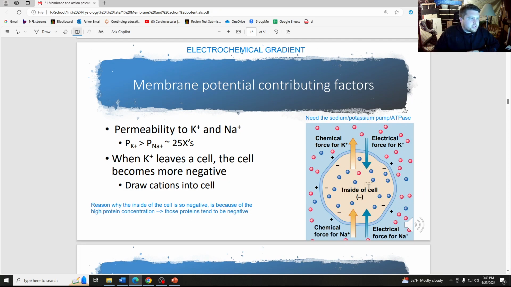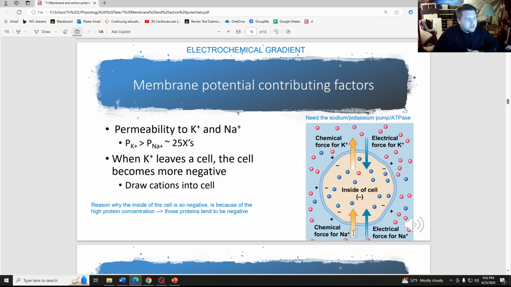When we look at this, we have a whole bunch of potassium on the inside, not a lot of potassium on the outside. Even though we have other stuff on the outside, we're just going to look at potassium. Because there's less potassium outside than inside, chemically, potassium wants to go out of the cell. And same thing for sodium. Because there's way more sodium outside of the cell instead of inside, sodium wants to go in.